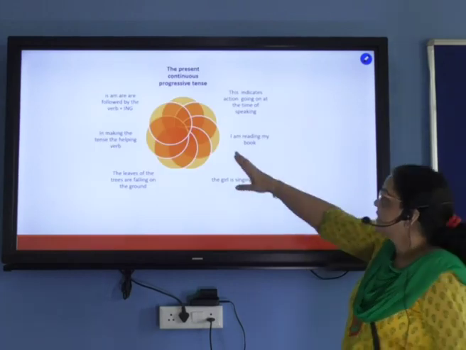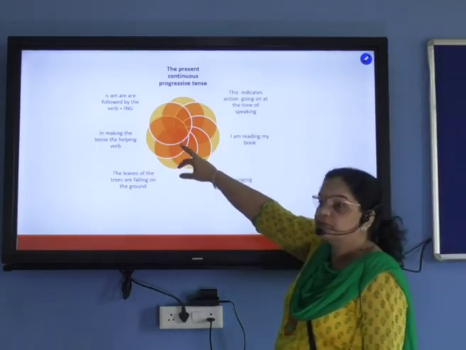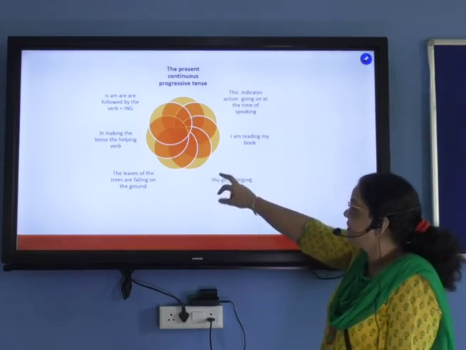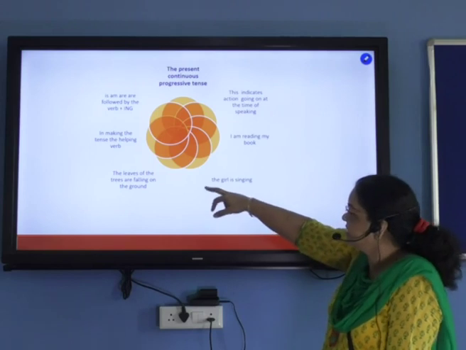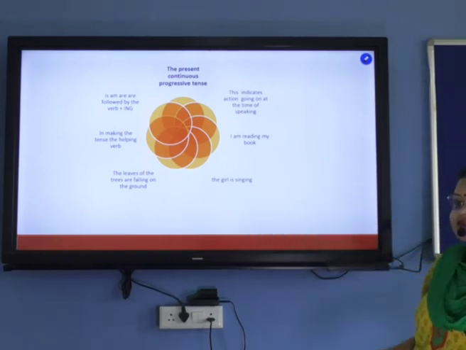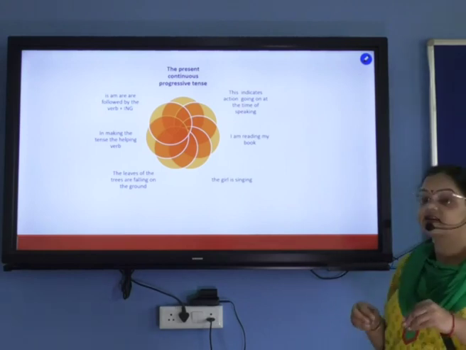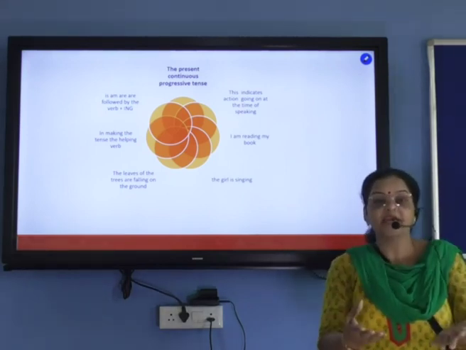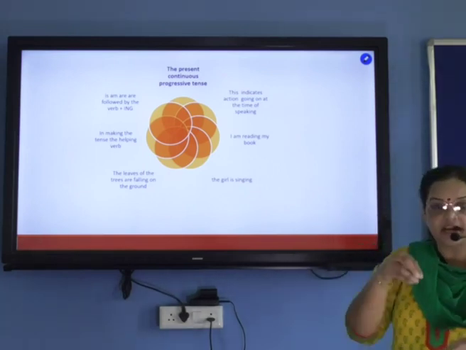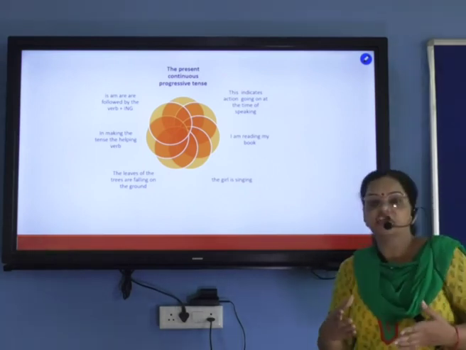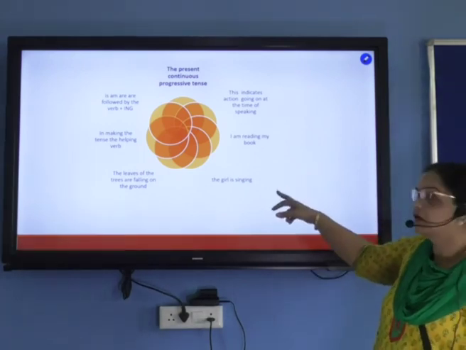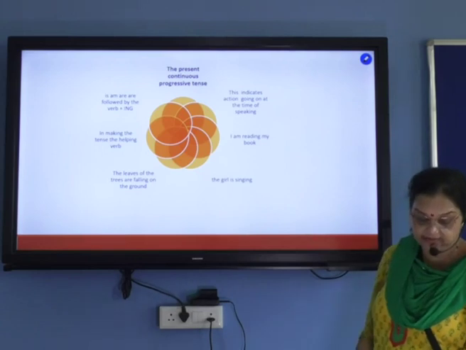Okay, now you see, is/am/are followed by the first form of the verb plus ing. It is making the tense, the helping verbs. Examples are given: the leaves of the trees are falling on the ground. Okay, it indicates the action going on at the time of speaking. Now when I am speaking, what action am I doing? I am teaching. So this is continuous. At present what am I doing? I am teaching and you are studying. I am reading my book. The girl is singing.